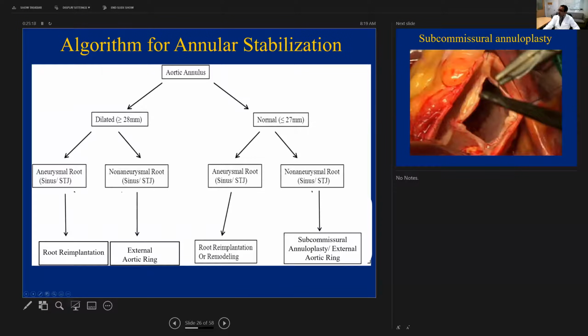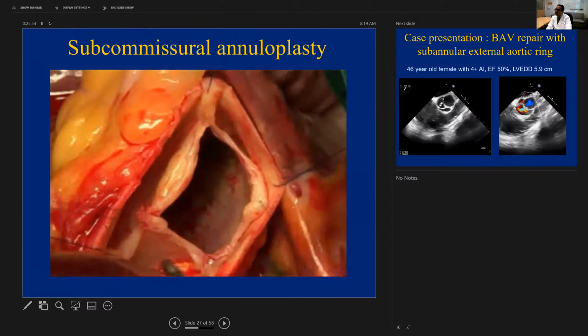If the annulus is dilated but the root is not aneurysmal, with normal sinus segments, then you can employ other, simpler techniques like an external aortic ring or an internal subannular aortic ring. If the annulus is normal and there's an aneurysmal root, you can do a root reimplantation or remodeling. If the annulus is normal and it's a non-aneurysmal root, you could employ an external aortic ring or subcommissural annuloplasty. So this is the algorithm that we go by as we approach what we are going to do with the aortic root and the annulus after we commit to the repair of the leaflets.